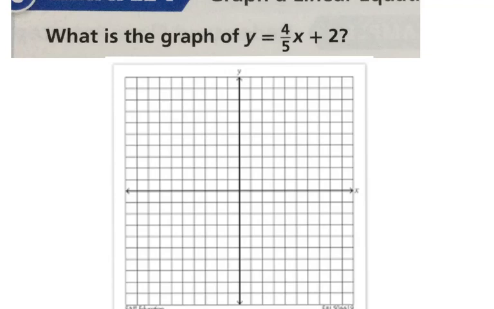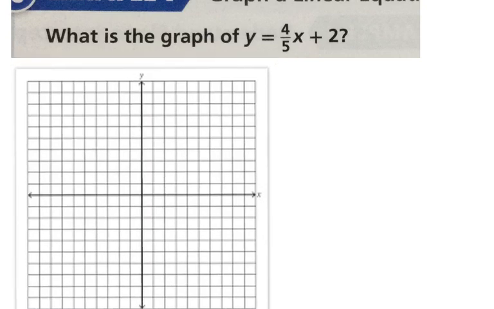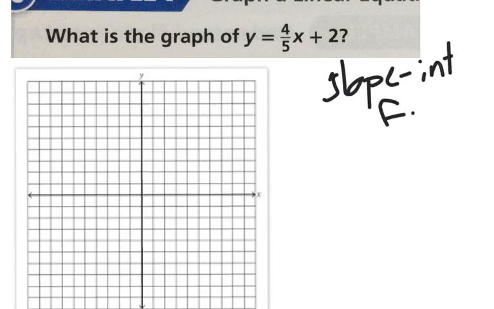So here, if we're asked to graph y equals 4/5 x plus 2, what kind of form are we looking at here? Slope-intercept form. So just remind me, what is slope-intercept form? What does it look like? Y equals mx plus b?